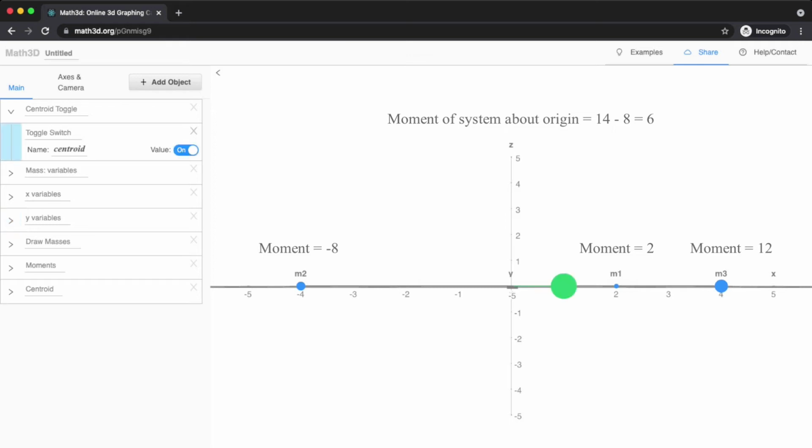And so there it is. That whole system of 3 masses has the same tendency to cause rotation about the origin as putting a single mass, 6, 1 unit away from the origin. And then we can play a little bit with this.